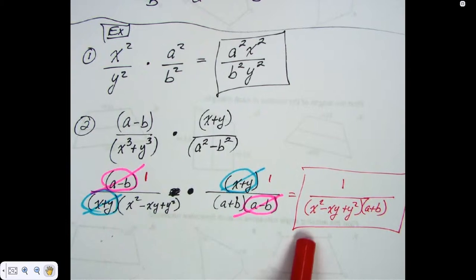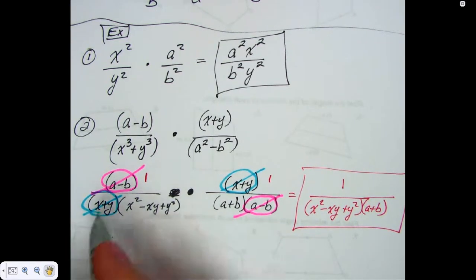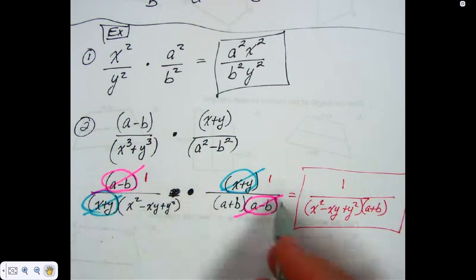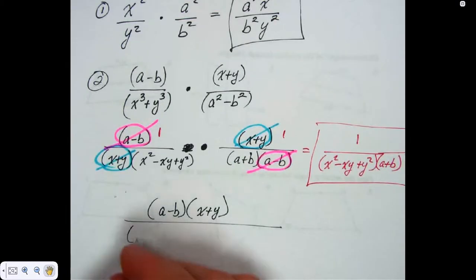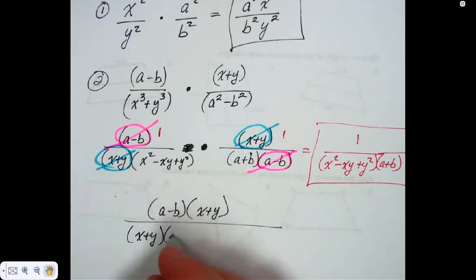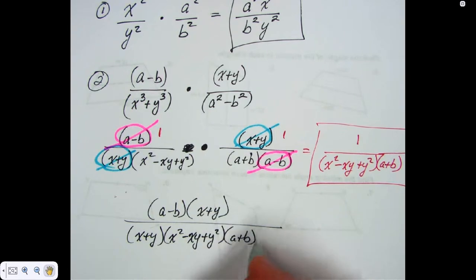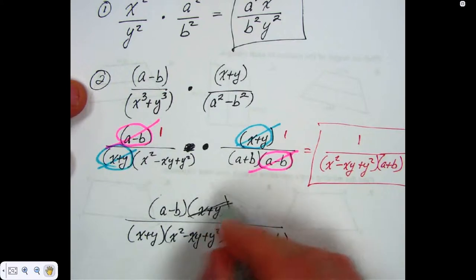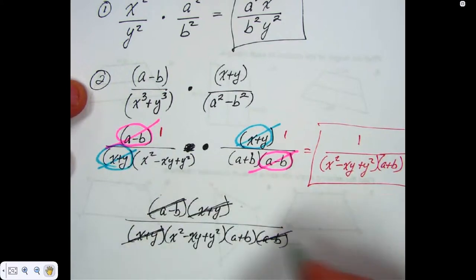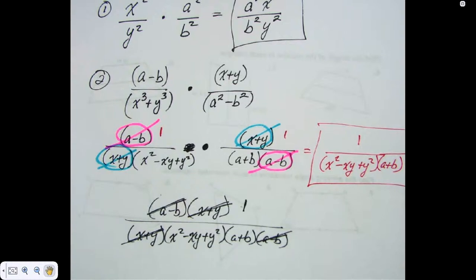Another way to look at this problem, if you were confused by how we canceled out before we multiplied, you could just make this into one big fraction. Multiply the top. It would be a minus b times what? x plus y. On the bottom, you would have gotten x plus y times what? x squared minus xy plus y squared times a plus b times a minus b. You see how I just basically combined that all on the bottom there? And now you look, same, same, same, same. You're left with a 1 up here and that on the bottom. So you can also do it that way. Pause if you need to.